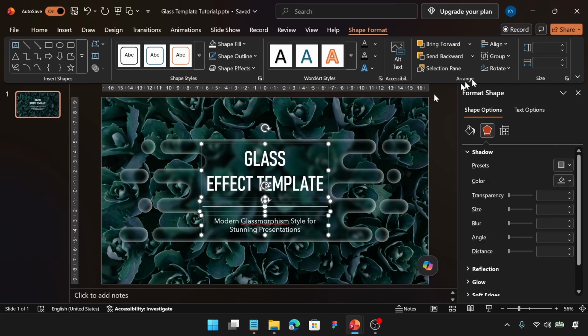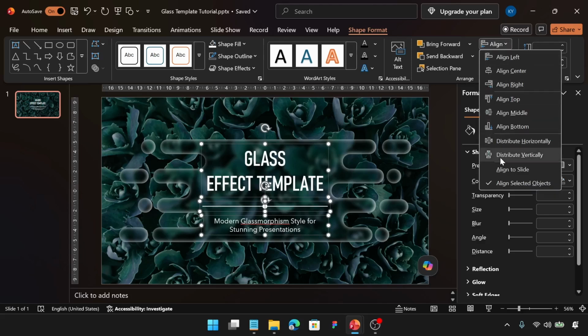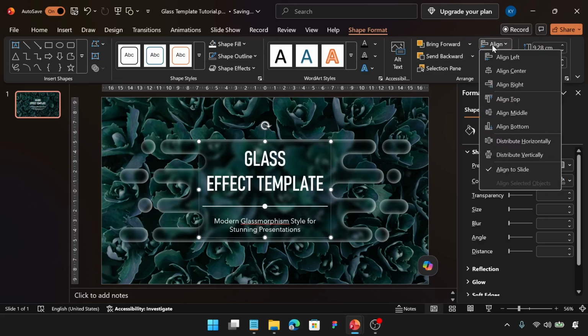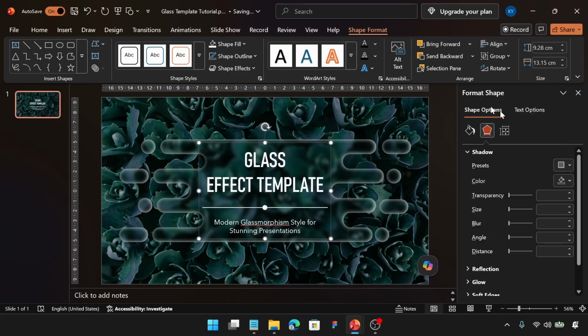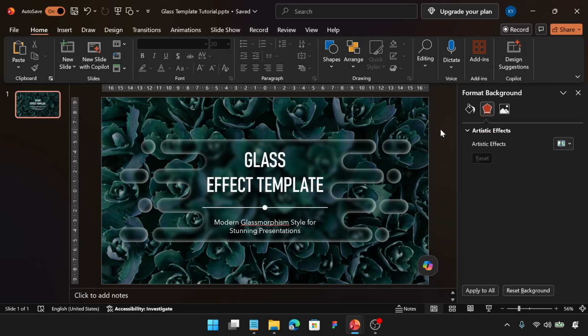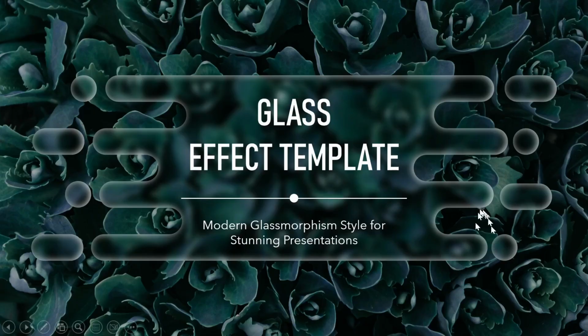I'm going to select all three just to make sure their spacing is equal. Go over to align, and we are going to distribute vertically. And then I'm going to use Ctrl G to group. Go to align, and I'm also going to align middle, just like this. And with that, we have the title slide for our glass effect template. Let me just open it in the presentation view. So this is what it looks like.